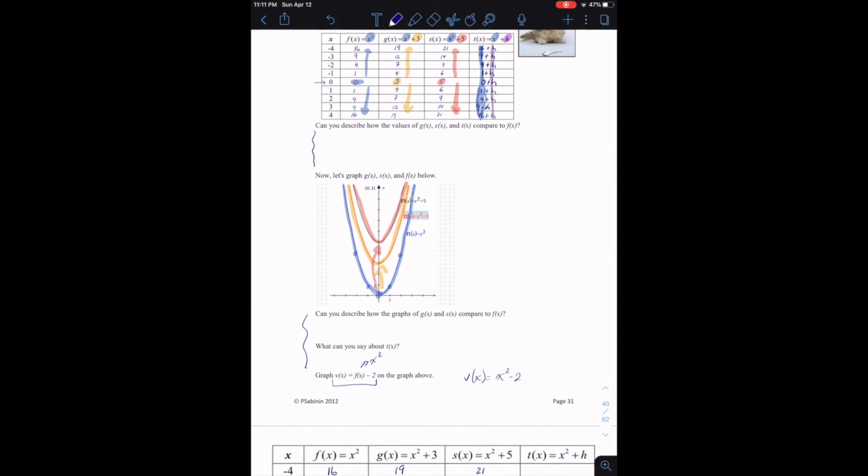So if adding 3 and adding 5 to the value of the function shifted them up 3 or 5, respectively, what do you think is going to happen when you subtract 2? Test it out. Use your technology. See if you're right. Get a table of values to model what happens and check if you are correct.